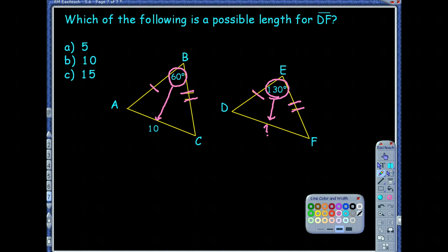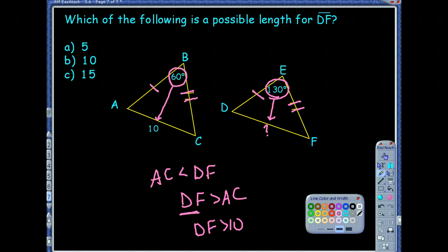So I'll tell you what, let's first just compare those 2 sides, like what we've been doing. Yeah, I like that. Based on what we've been doing, AC is going to be less than DF. Right, and why do you know that? Because AC is across from the smaller degree angle. Right. So AC is less than DF, but we're talking about DF, so maybe I could say DF is greater than AC. Love that. So that means DF has to be greater than 10 because AC is 10.